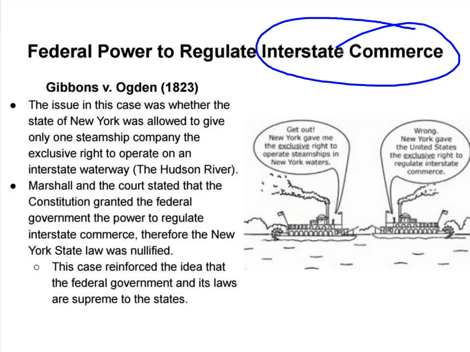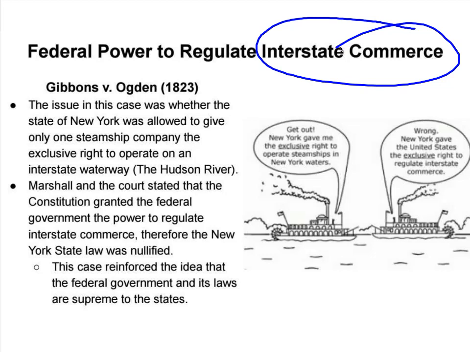So a man named Ogden had been given the exclusive right by New York State. A man named Gibbons, who ran another shipping company, said, you can't do that. And it went all the way to the court, and the Marshall Court agreed with Gibbons and said, no, sorry, New York State, because the Hudson River services both New York State as well as the state of New Jersey, that makes it an interstate waterway. It makes it, therefore, fall under the federal government's right to regulate interstate commerce.